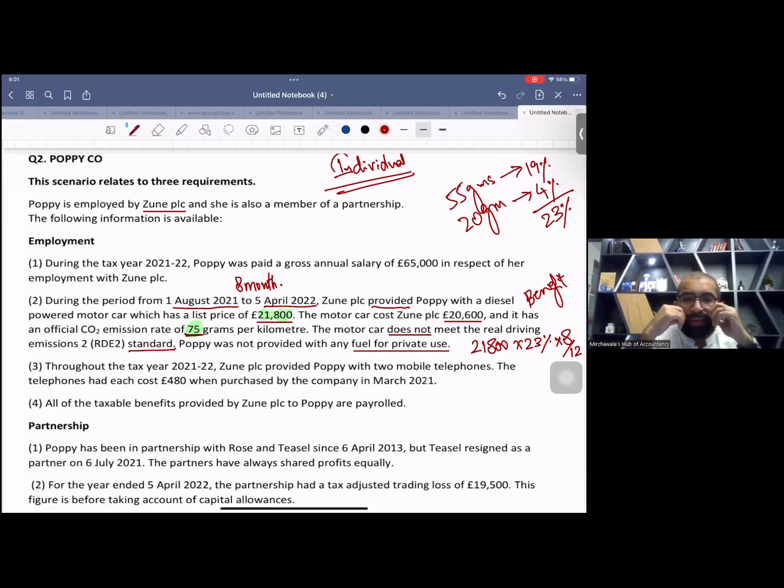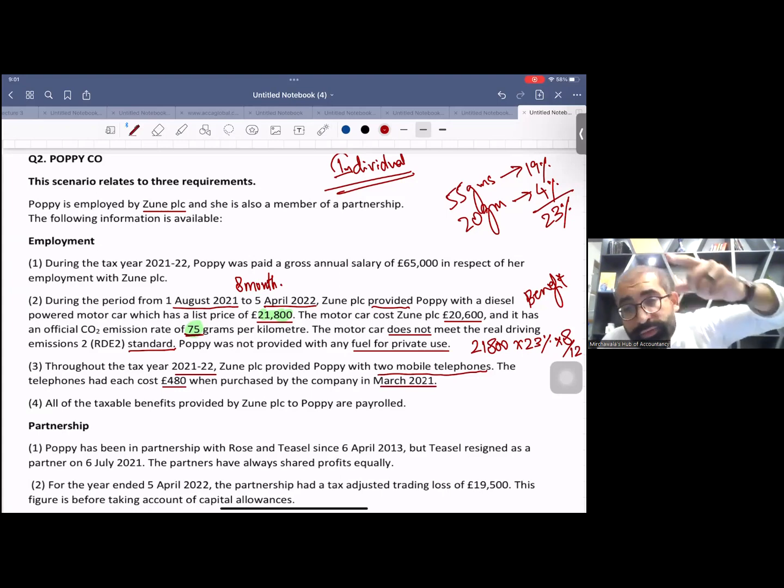Okay. The next benefit is also very famous and very simple. Now, throughout the tax year 21-22, Zune PLC, the employer, provided Poppy with 2 mobile telephones, so it's a benefit. We know the rules: only one phone, the first phone, is exempt. So out of these 2 phones, 1 phone is exempt and the other phone is fully taxable. The telephones had each cost 480 pounds when purchased by the company in March 2021, that means before the fiscal year. So the employee used it for the whole fiscal year.